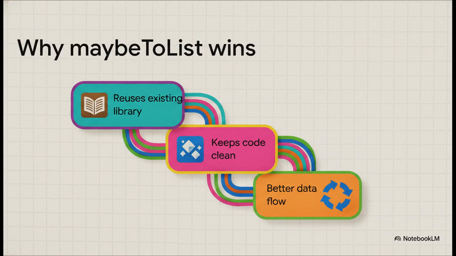The source breaks it down perfectly for us. First off, it reuses the existing standard library by just importing maybeToList. You aren't constantly reinventing the wheel with a custom helper function every time. Second, it keeps the code incredibly clean. Third, it provides a significantly better data flow. And finally, because of that straightforward data flow, it is far easier to scan and verify. It basically replaces what Ang calls primitive obsession with a standard, highly readable library function.